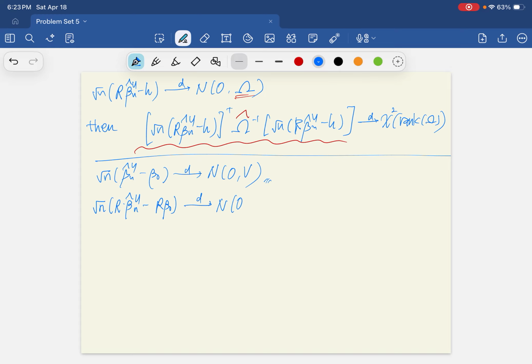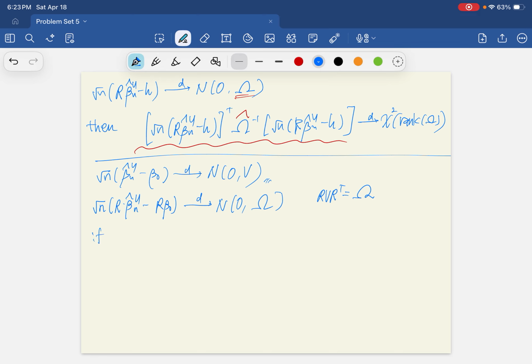Then, obviously, it will go to this form, right? So then, as you may guess, this guy is going to be omega. I'm going to write that as omega. Okay.